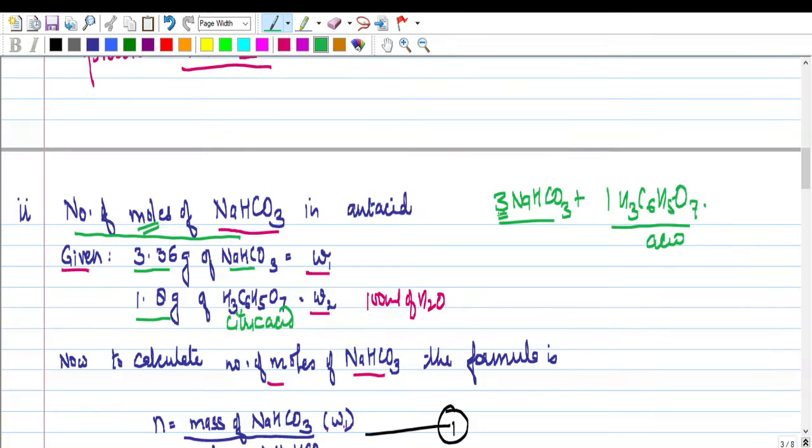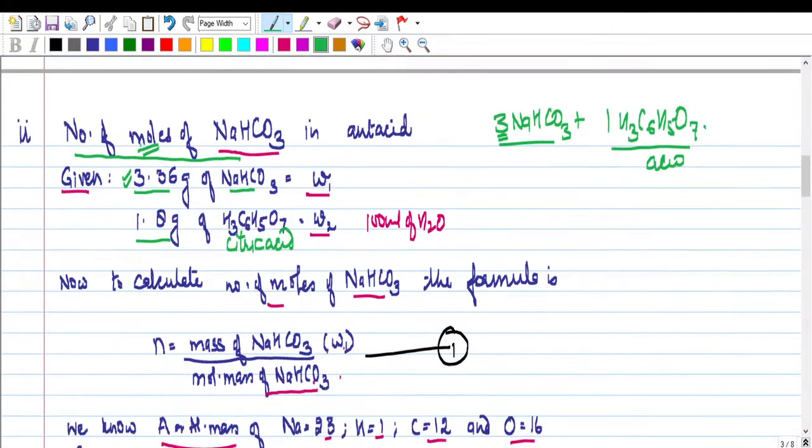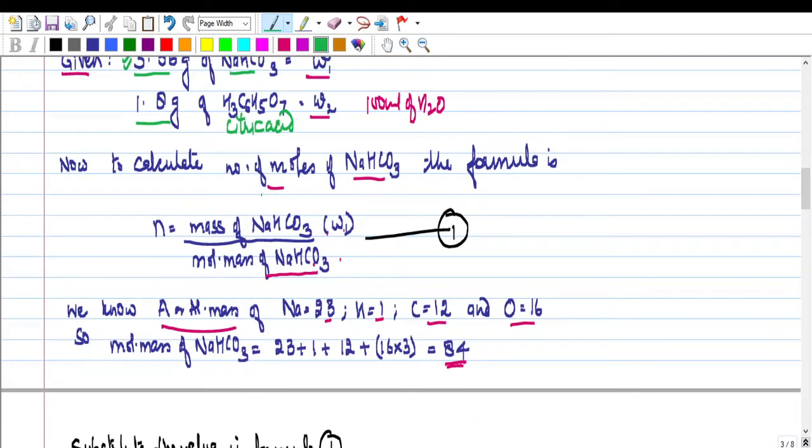So to convert this value in terms of moles with the help of 3.36 grams of the mass given. Now, to calculate number of moles, what is the formula? The formula is number of moles is equal to mass of the substance divided by molecular mass of substance. So mass of substance is how much? It is 3.36 grams. And what is the molecular mass? This we have to calculate.